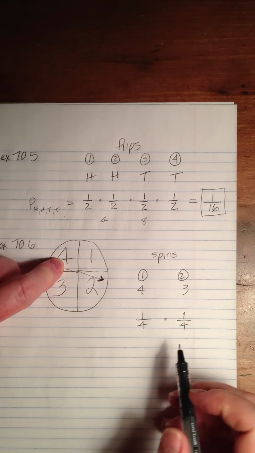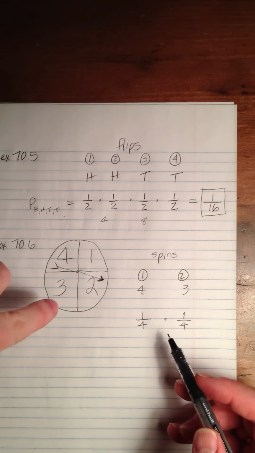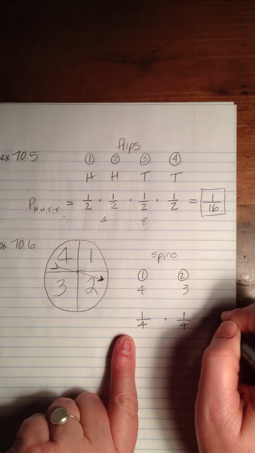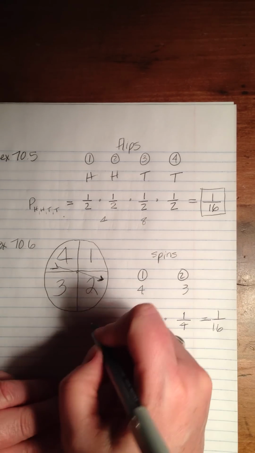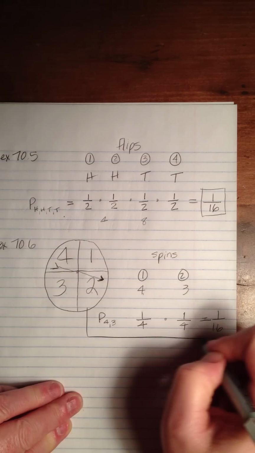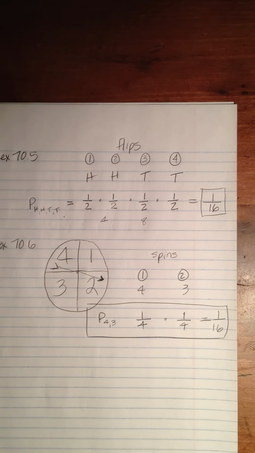So to find out the odds of getting a 4 and then a 3, we multiply them. Oh, and look, it's the same number. So the probability of spinning a 4 and then a 3 is 1 out of 16.